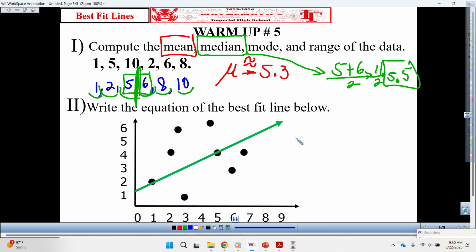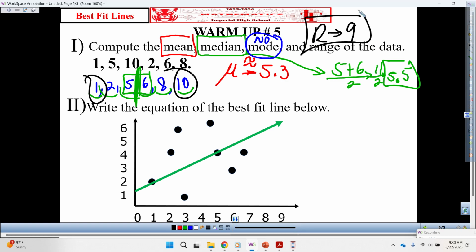Mode. Tell your neighbor what you wrote for mode. All right. Who wrote 0? That is incorrect. Who wrote no mode? That is correct. So be careful not to give a numerical answer in that case. And last but not least, our range. 10 minus 1 is 9. There it is. All right, not bad.